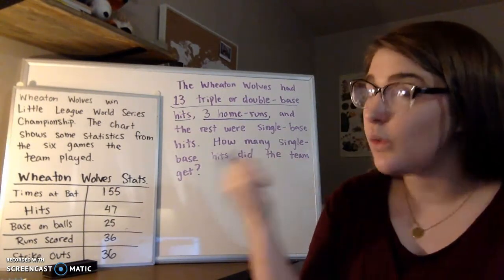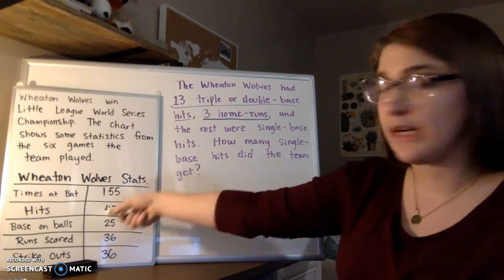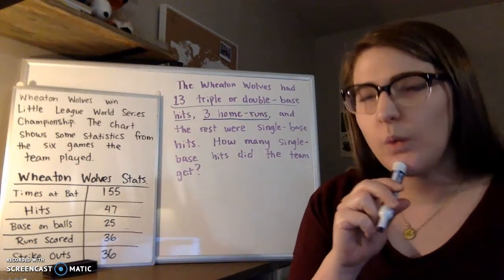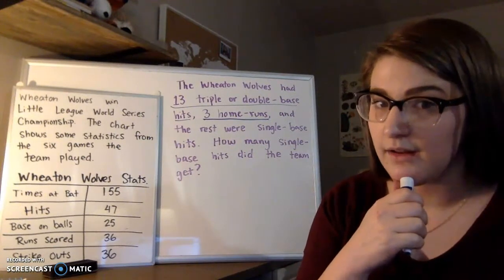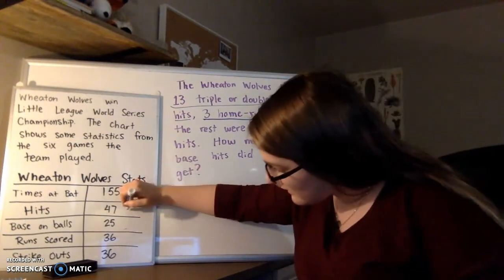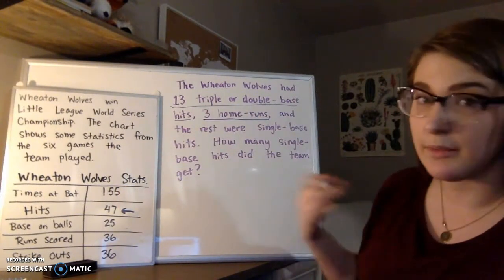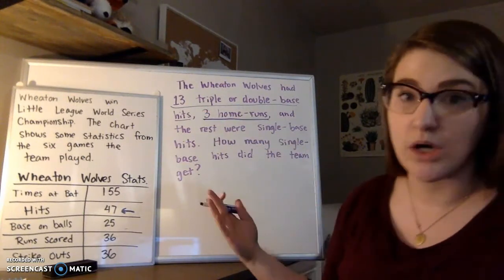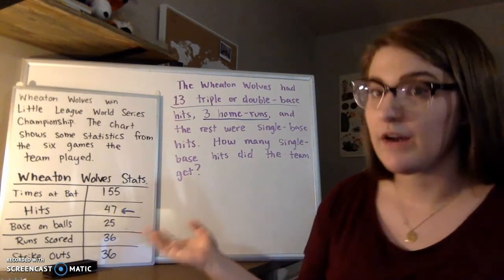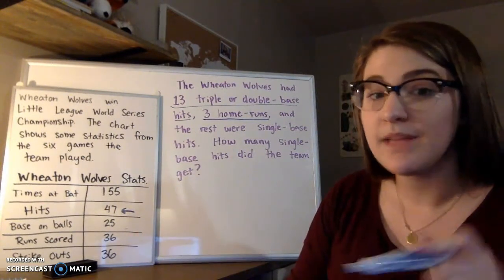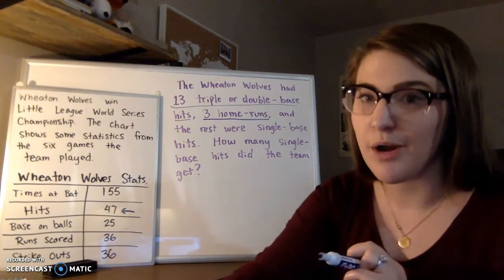So I feel like there's one piece of information that we're missing from here that we're going to get from here. So where can we find the total number of hits that the team had? Yeah, it's right here. It's 47. So they had 47 total. 13 of those were triple or double base hits. 3 of them were home run hits, and the rest were single. So how are we going to write an equation that helps us solve that problem? Go ahead and pause the video now and try to write your own equation to help you solve this problem.